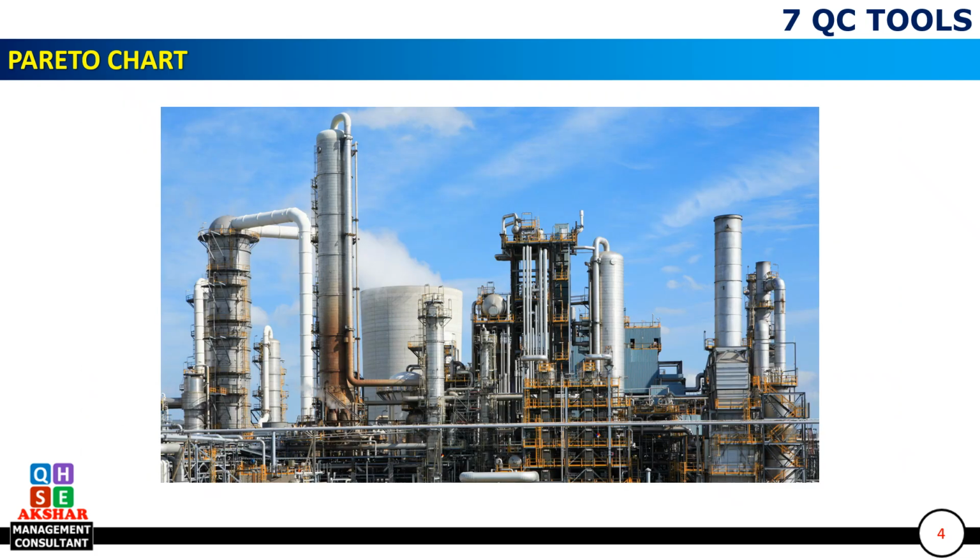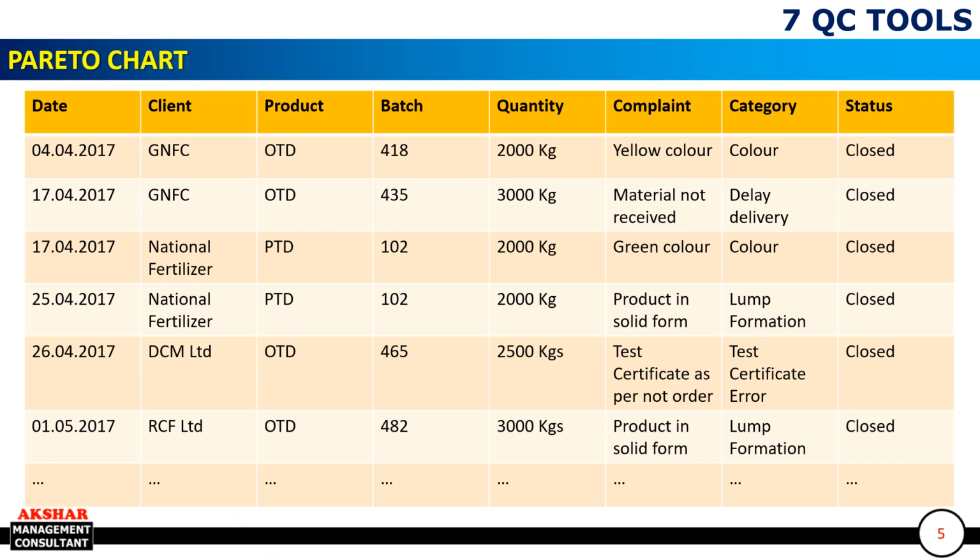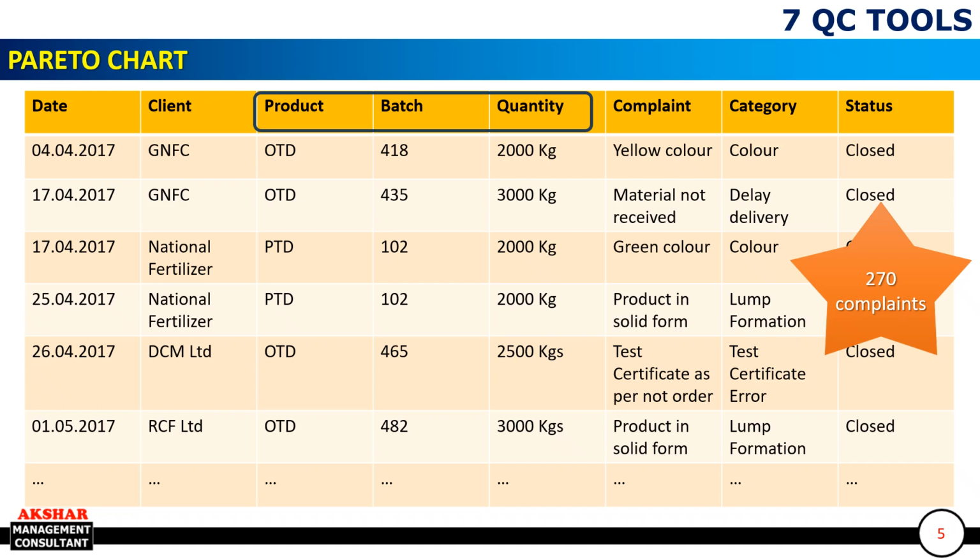Let us understand how to draw a Pareto chart and how to conclude from the data on customer complaints from this company. There are 270 complaints recorded in the customer complaint register. The record indicates the date of complaint, the client's name making the complaint, the product name, product batch, and the quantity of the product where the complaint is recorded. The last 3 columns indicate the complaint, category, and status.